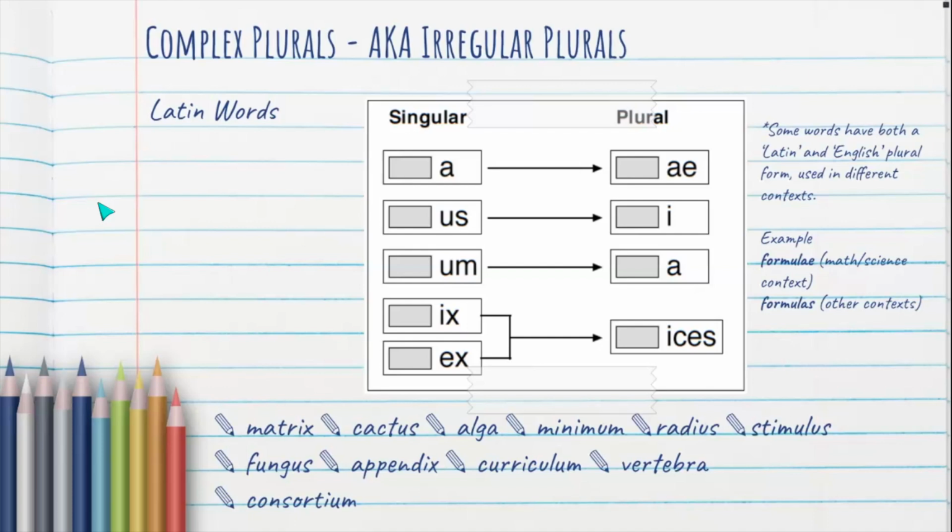Now, something that I thought was also quite interesting is some words have both a Latin and an English plural. So we talk about multiple formulae in a math science context, but multiple formulas in other contexts. So it's possible, when the grammar police arrest you and they're like, actually, it's not formulas, it's formulae, that it is, in fact, formulas. That's just one example.